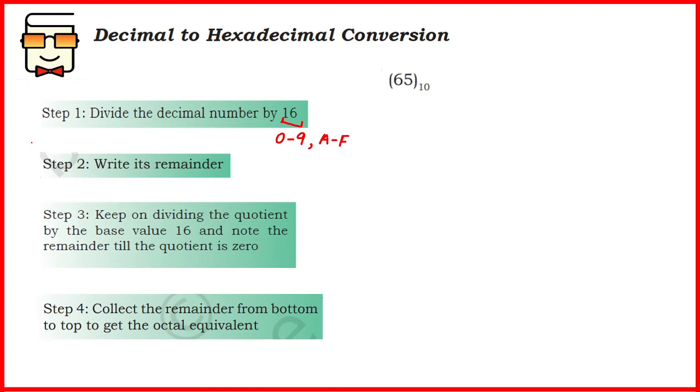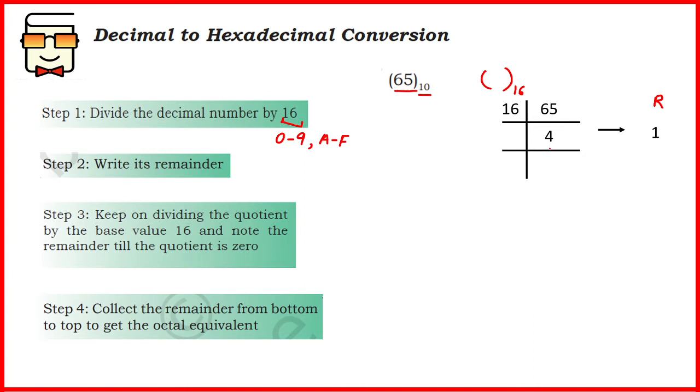So the first question is that we are given a decimal number 65. This base 10 denotes that this number is in decimal. We have to convert it into a hexadecimal number, that is base 16. So we'll take this number and divide it by 16. Now 16 into 4 is 64. So this is the quotient and this is the remainder. You get 1 as the remainder. You keep storing the remainders.